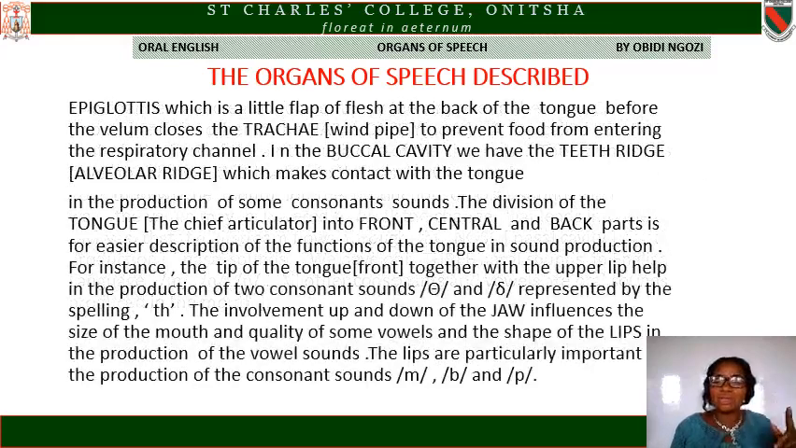Epiglottis, which is a little flap of flesh at the back of the tongue before the velum, closes the trachea. The trachea is the windpipe, to prevent food from entering the respiratory channel. In the buccal cavity, that's the oral cavity, that's the mouth, we have the teeth ridge, which we call alveolar ridge, which makes contact with the tongue in the production of some consonant sounds.